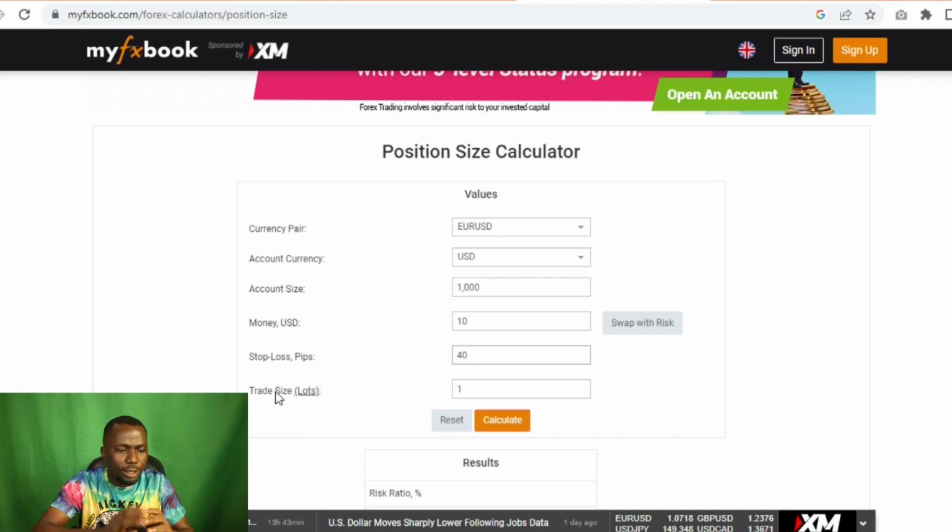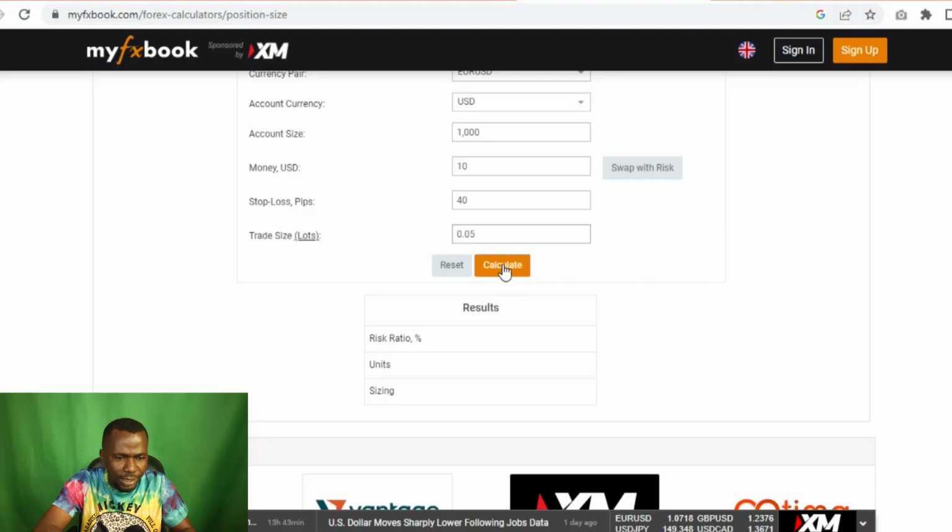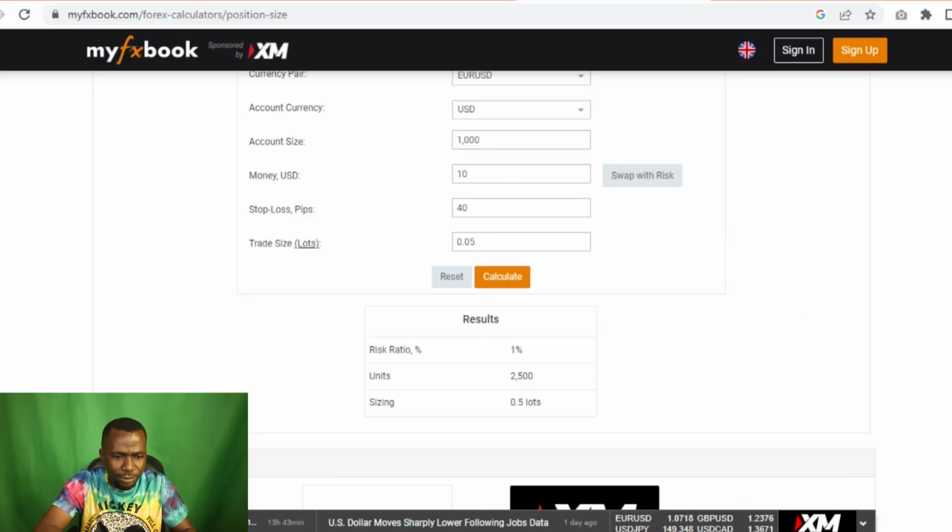Now what is your trade size? That is the lot size you want to use. What is the lot size you want to use? So let's assume you want to use 0.05. You want to use 0.05 lot size. Now let's do the calculating. You simply click calculator, right?